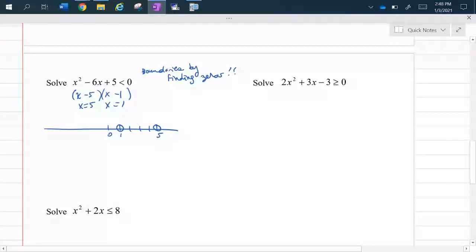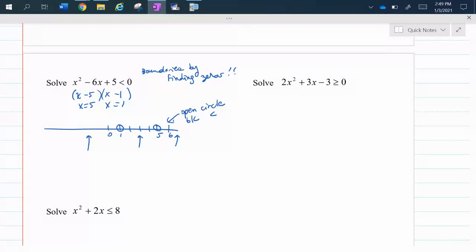And the reason why I'm putting an open circle, let's make a note of that. We're putting an open circle because it's just less than. If it was a less than or equal to, then we would want a closed circle. Okay, so then we're going to test some points here. We need to figure out where the solutions are. The solutions are either to the left of 1, in between 1 and 5, or to the right of 5. In other words, less than 1, in between 1 and 5, or greater than 5, excuse me.